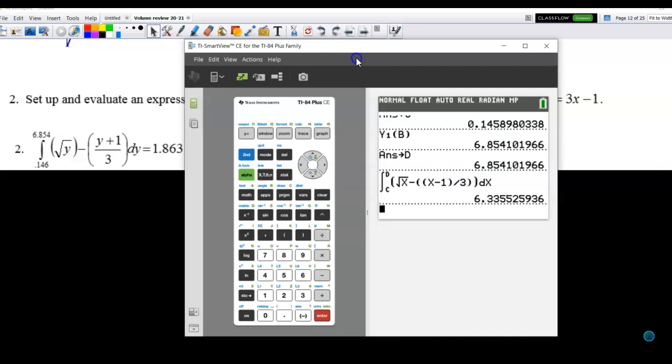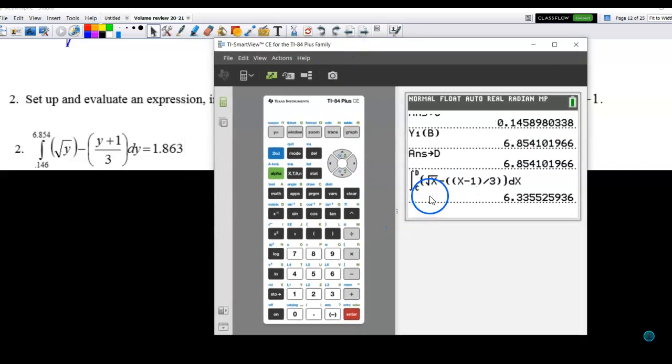I did something wrong because I would have gotten the same answer. So let's see what I did here. Square root of x minus, oh, I see it right here. You probably already saw it. That should be x minus 1, plus 1, not minus 1.